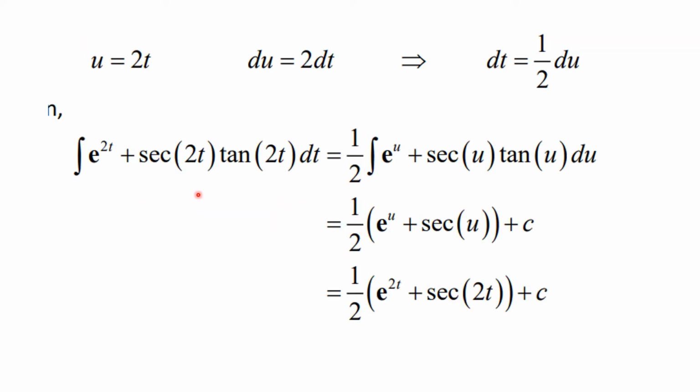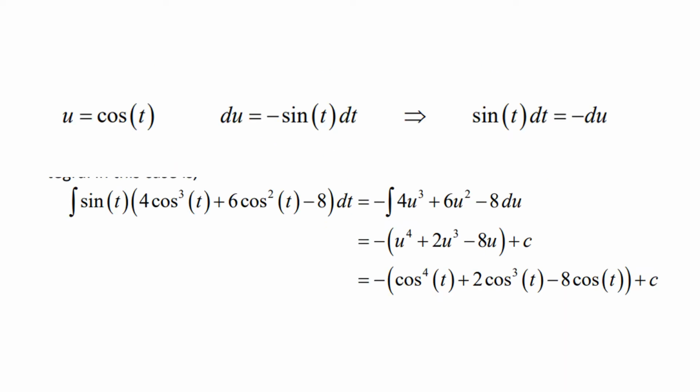Well, in both of these terms, we can use the substitution u equal to t. That means that dt is 1/2 du. So that changes the integral that we started with into this one in terms of u. The 1/2 factors out, and we'll do it term by term. So the integral of e to the u is e to the u. The integral of secant u tan u du is secant u plus c. And then we reverse our substitution. This is the final answer.